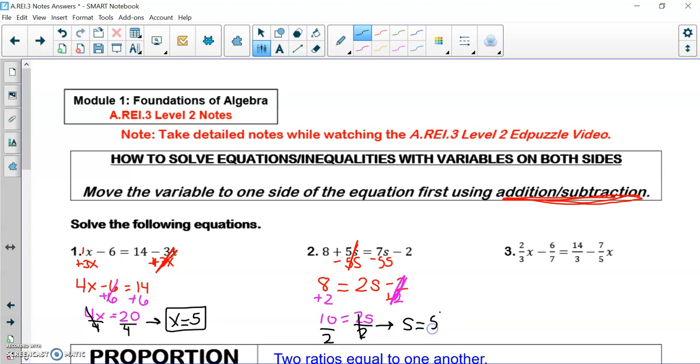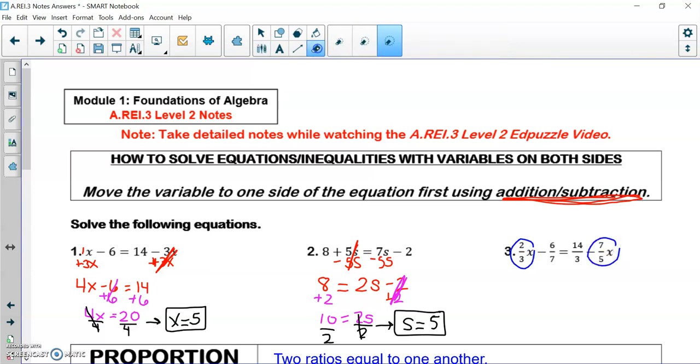Now, number 3, you are more than welcome to find common denominators here. I'll show you 2 different ways to do this one. So for number 3, we're going to get the variable on one side. Again, I'm showing you 2 ways to do this problem. Getting the variable on one side, you can either get the 2/3 x over to the right or the negative 7/5 x over to the left. I'm going to get the negative 7/5 x over to the left by adding it to both sides.